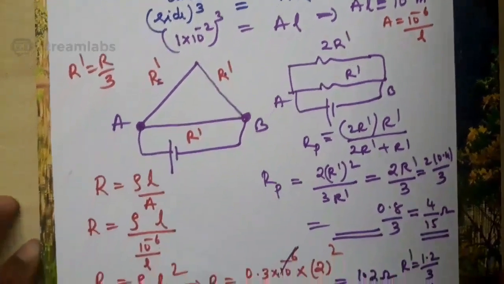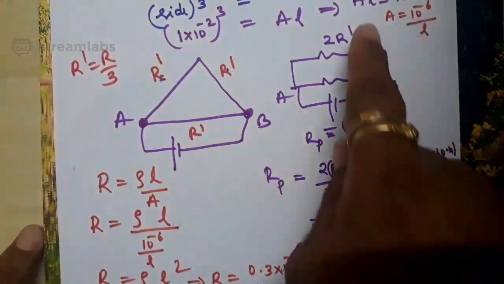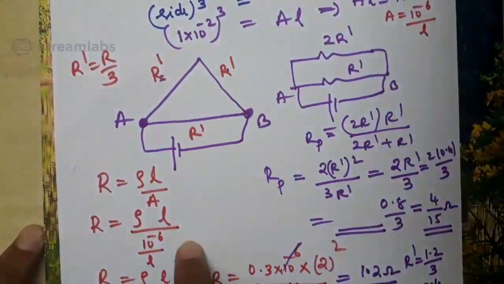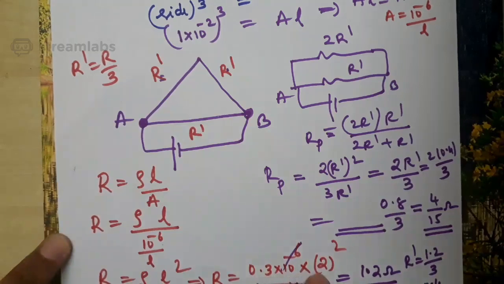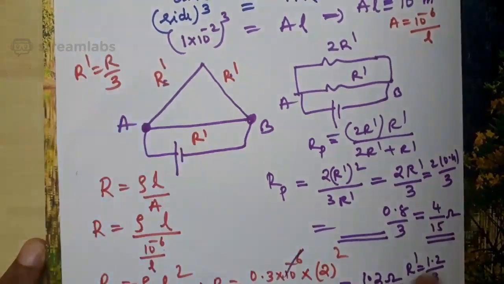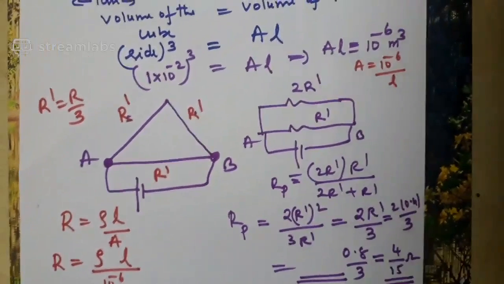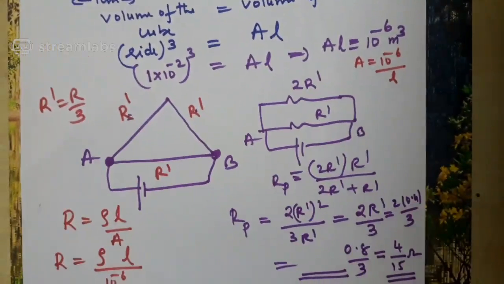So how to calculate R first? Rho L by A. Rho L by A is 10 to the power minus 6 by A. L will go to the numerator. Rho L square by 10 to the power minus 6. I substitute here 0.3 into 10 to the power minus 6 into 2 square by 10 to the power minus 6, which will get cancelled. We'll get 1.2. If R is 1.2 ohm, since R dash is R by 3, R dash is 0.4. When I substitute here, 2 into 0.4 by 3 is 0.8 by 3.